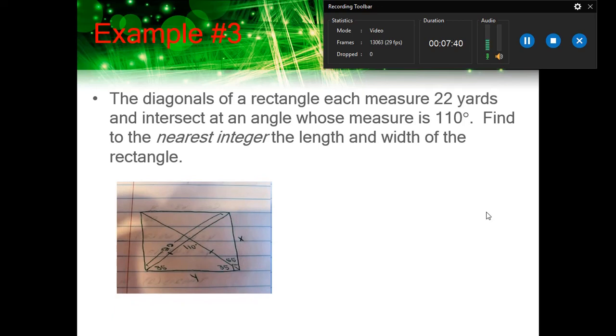Because I know each corner is 90, I also know that complementary to the 35 is a 55-degree angle. I filled it in just in case I needed it later as I work through the problem. They're asking us to find, to the nearest integer, the length and the width of the rectangle. I did call one piece x and the other piece y.